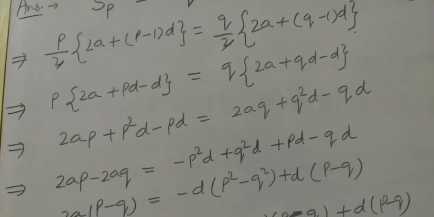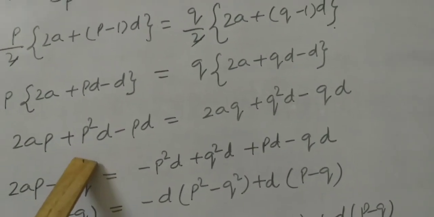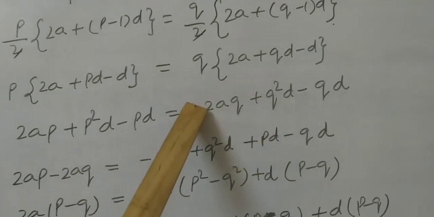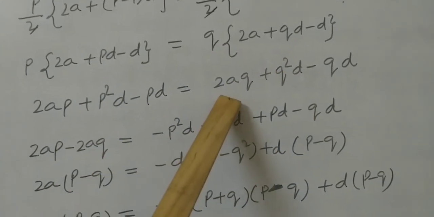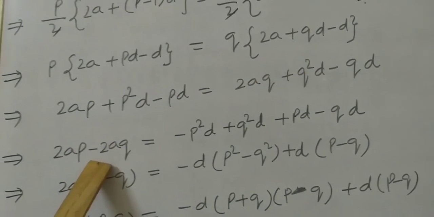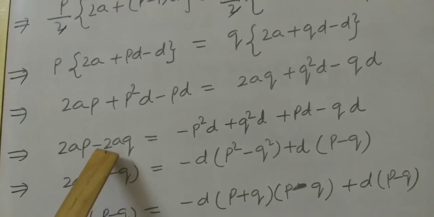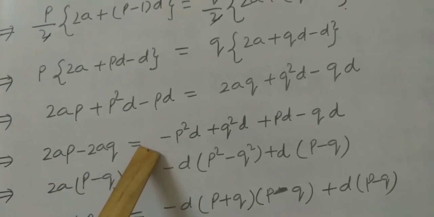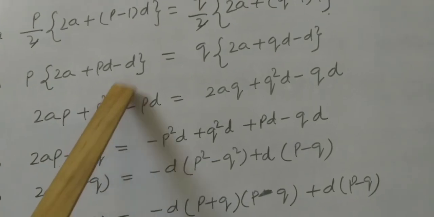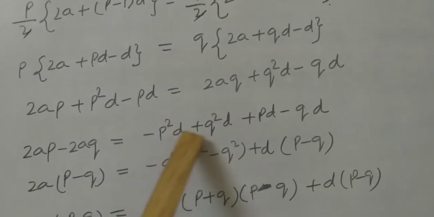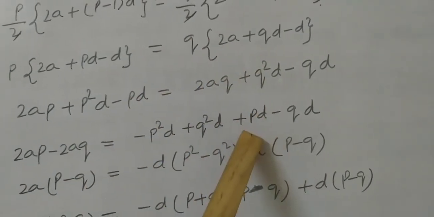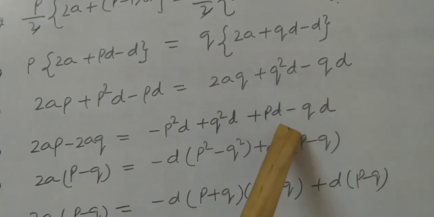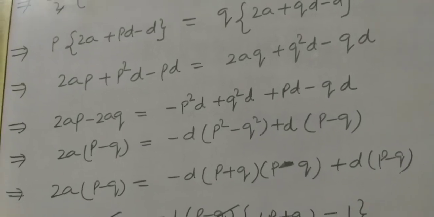Now students, like terms are to be taken to one side. So 2AQ I am going to take this side, and P square D minus PD will transpose to the other side. So 2AQ will be negative. 2AP minus 2AQ equals P square D, will be negative, plus Q square D minus PD will come this side, become positive, and QD will remain as it is.